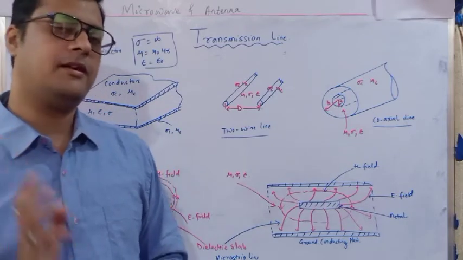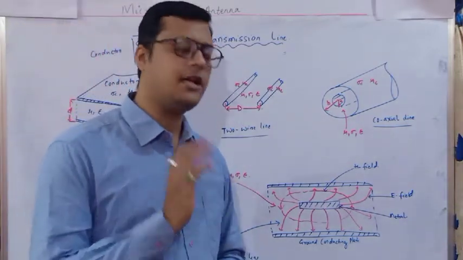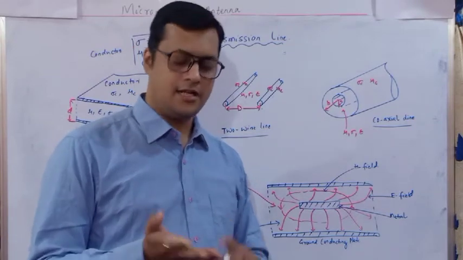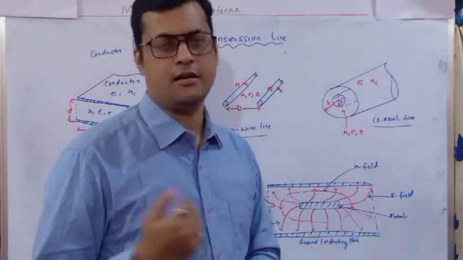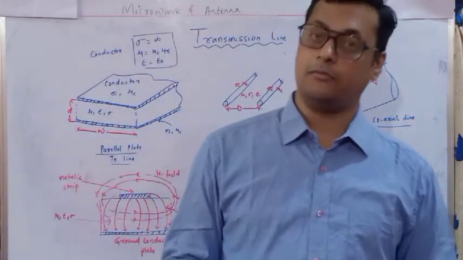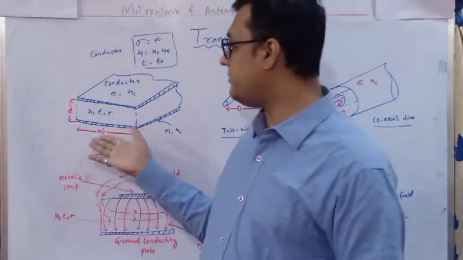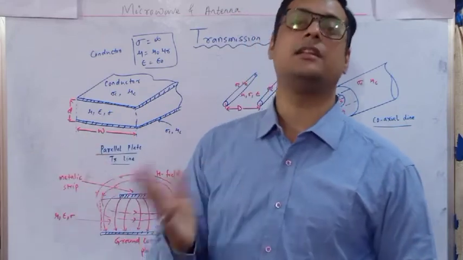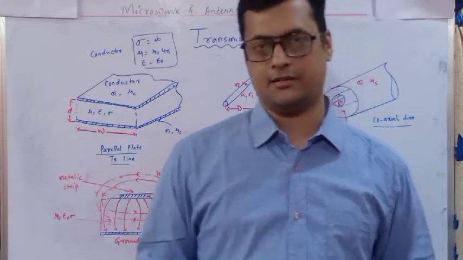Once this parallel plate capacitance is known, with the help of the transmission line relations, L can also be determined, G can also be determined, and R can also be determined. That means the RLGC parameters for this parallel plate can easily be determined. That we will discuss. Okay.